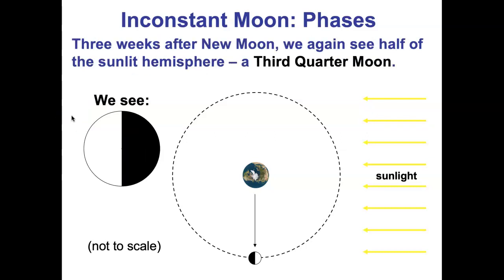Three weeks after we started, the moon has gone three-quarters of the way around the Earth, so this is a third quarter moon, where it's dark on the right and bright on the left.